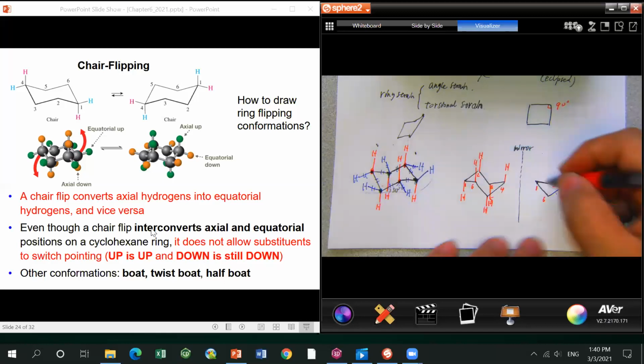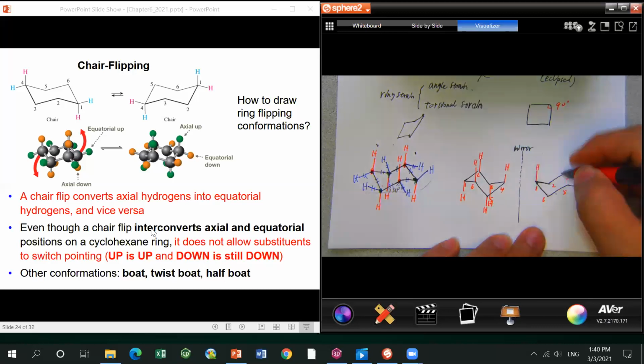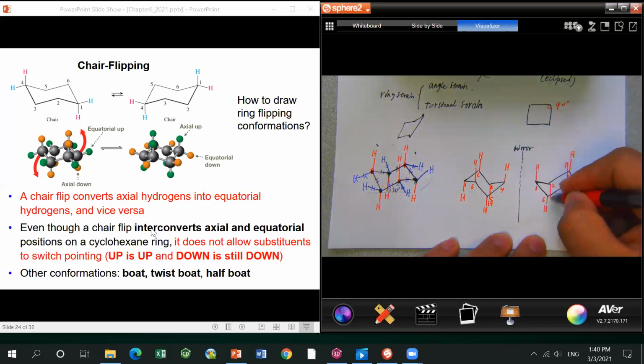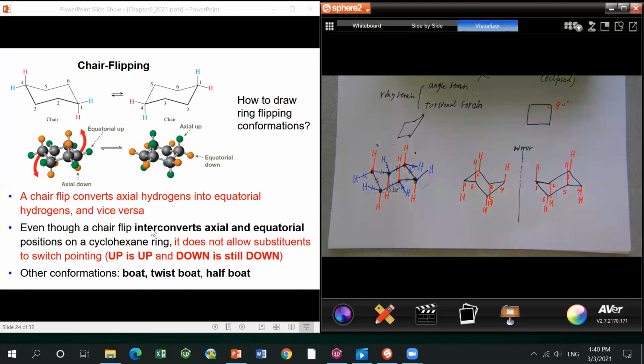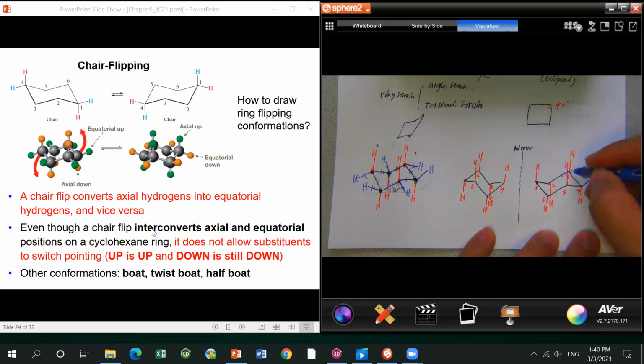Same thing, we add the axial bond first. If the carbon points up, the hydrogen also goes up. If the carbon goes down, the hydrogen also goes down. Next you can add the equatorial bond. Just keep in mind, if the axial bond points down, the equatorial bond should point up. So this line is parallel to here, and the equatorial bond here is parallel to here.